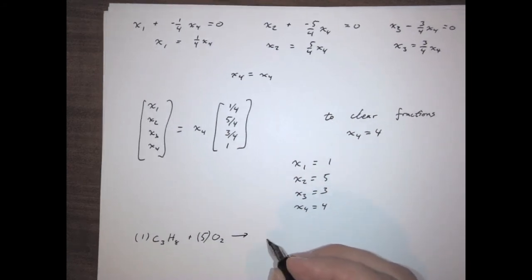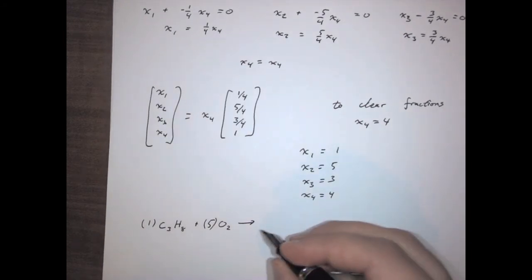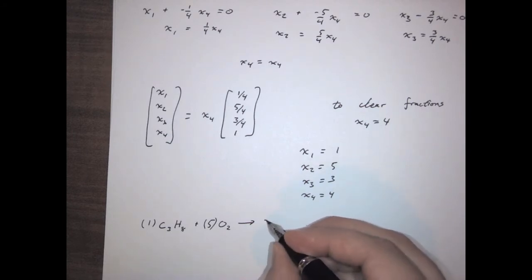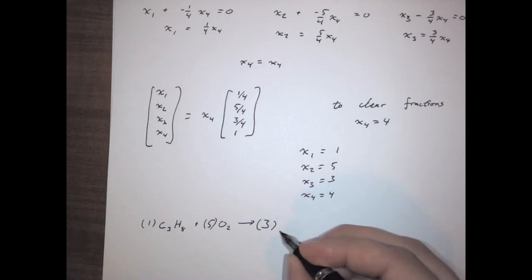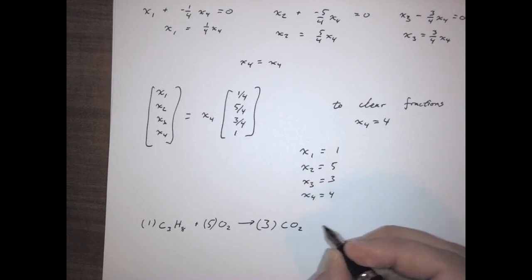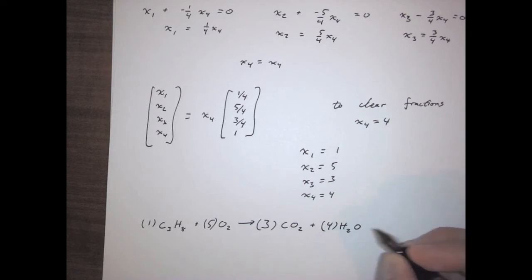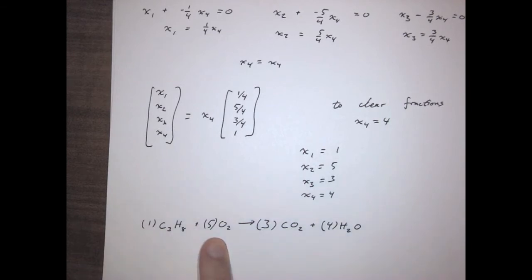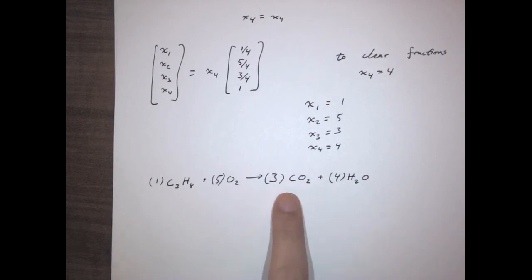and then that's going to lead, so we have one part propane, 5 parts oxygen, and then that's going to lead us to 3, so we light the match, and then that leads us to 3 parts carbon dioxide, so CO2 plus 4 parts H2O. So for every 1 mole of propane plus 5 moles of oxygen, O2, that's going to, after you burn it, lead to 3 moles of carbon dioxide and 4 moles of water, or water vapor.